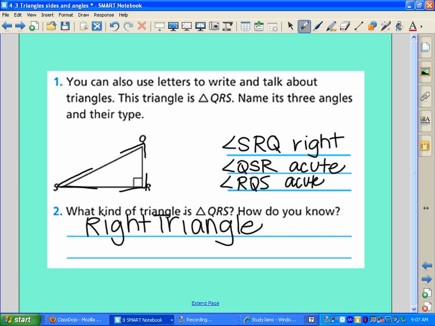If we wanted to look at the sides, are my sides all the same length? No, so it's not an equilateral triangle. Are two of my sides the same length? No. So it's not what? It's not isosceles. So it's probably going to be a scalene triangle. So if we were naming it by its sides, it's a scalene triangle. We have to write that down.